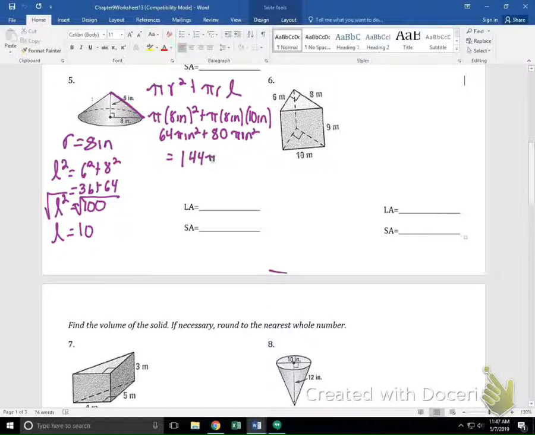144 pi inches squared. So your first step is do 144 times pi. 452. So this comes down here. It goes 452 inches squared. And then the second half is your lateral area. So it's going to be 80 times pi. What's 80 times pi? 251. 251 inches squared. Okay, so I'll give you a second to write that down.